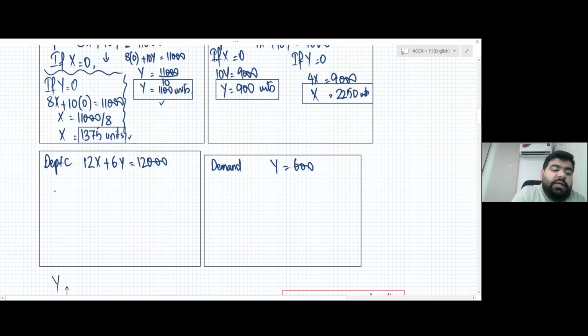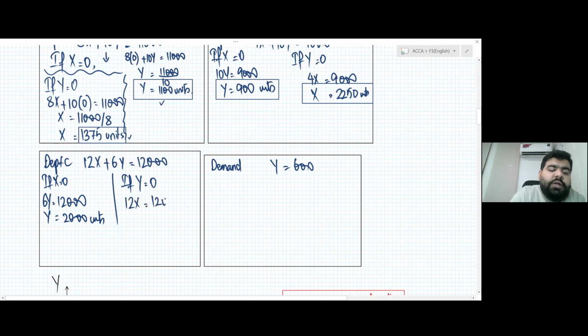Now for department C, if again X is 0, then 6Y is equal to 12,000. So Y will be 2,000. Y can be produced 2,000 units. And if Y is 0, in that scenario, the formula will be 12X is equal to 12,000 and X will be 1000 units. X will be produced 1000 units.